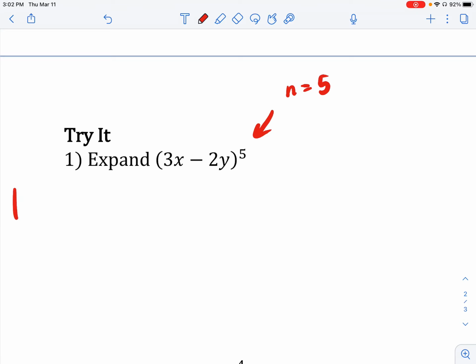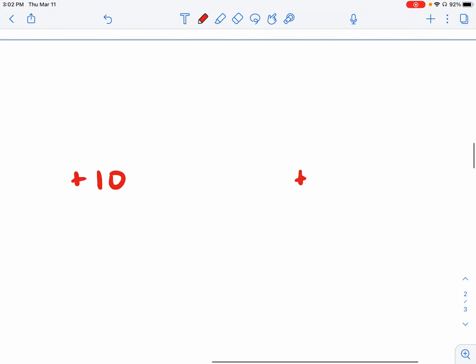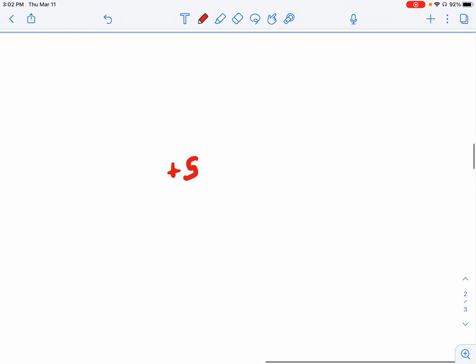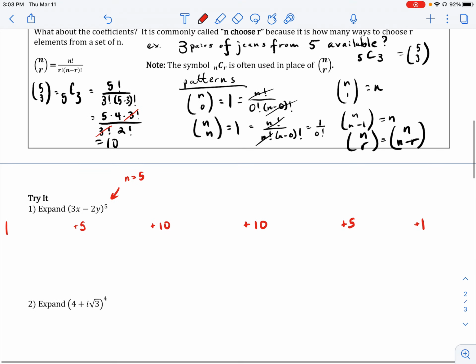So I would say 1, and I'm going to leave some space here, plus 5, oh, excuse me, not 5, we're moving on to 10, I'm going to make some space, plus 10, plus 5, and then plus 1, okay? So let me zoom out again so we can make sure all I'm doing right now is just writing out spaces for the coefficients.